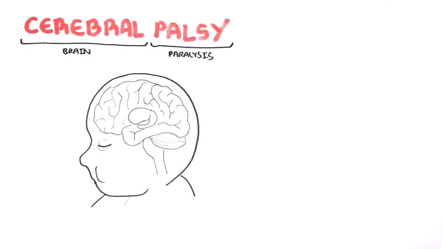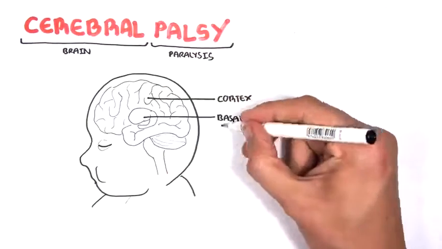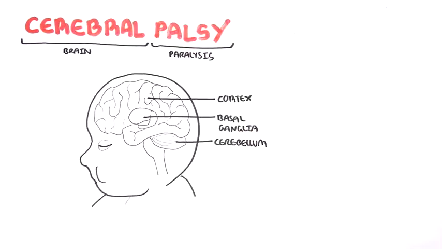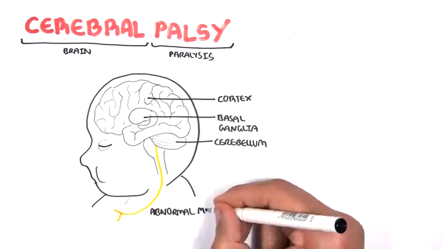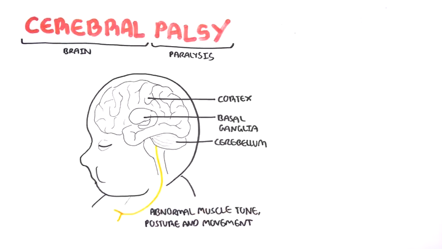There are three important parts of the brain which is important to know when dealing with cerebral palsy. And these three areas are the cortex, which is essentially the brain itself, the basal ganglia within the brain, and then the cerebellum. Cerebral palsy is a problem in one or more of these areas, causing abnormal muscle tone, posture, and movement.